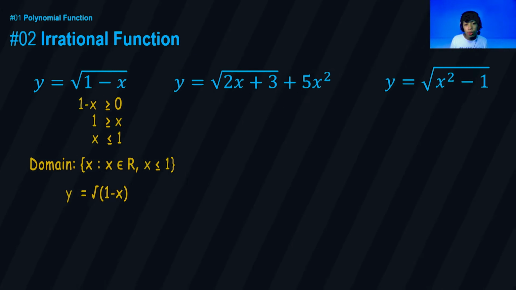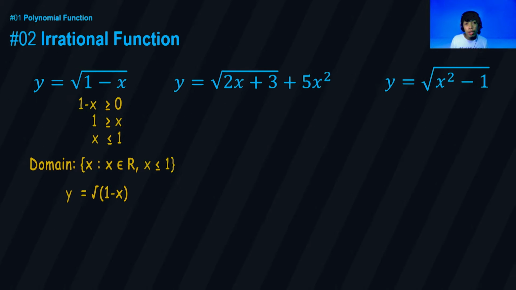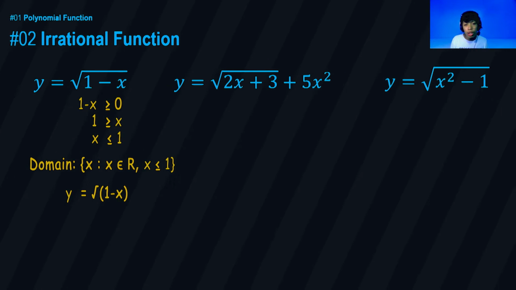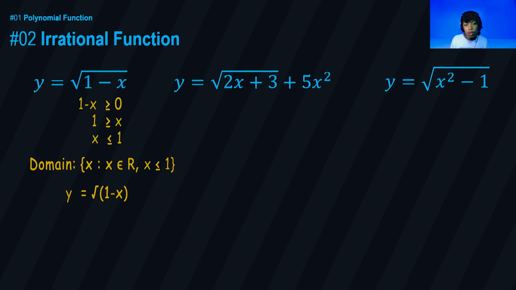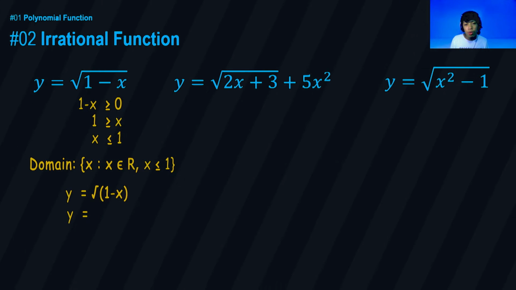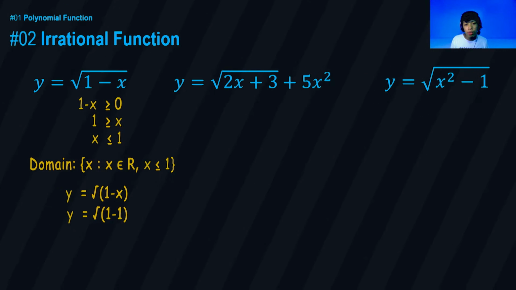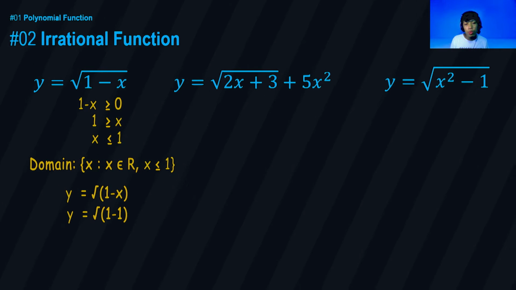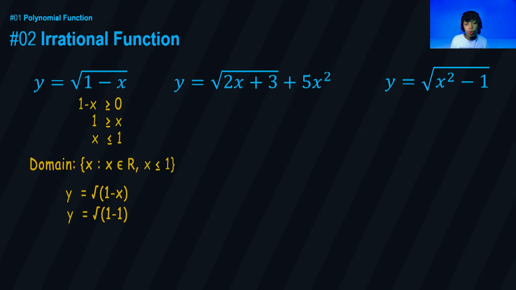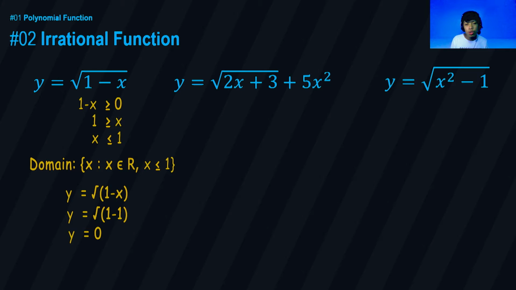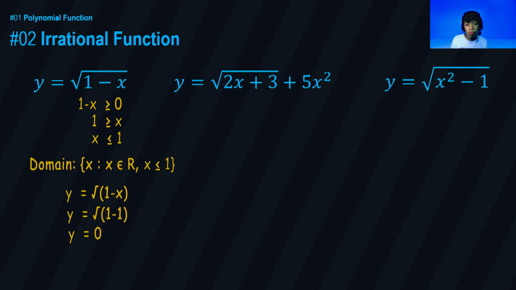So the minimum value of x is 1. So you substitute that to x. This is 1 minus 1. y is equal to 1 minus 1, which is 0. The square root of 0 is 0. This is your range. But you have to write it properly.